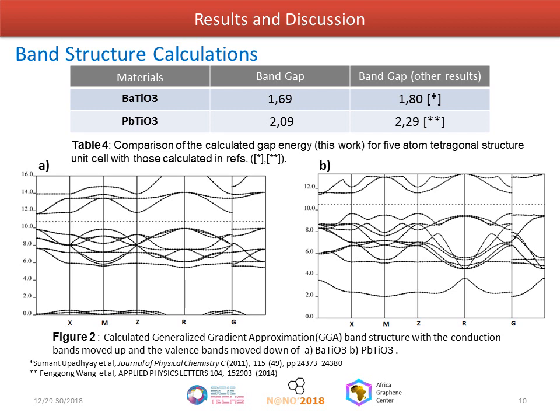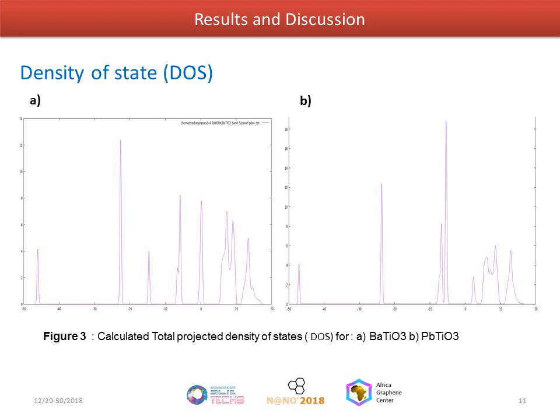The generalized gradient approximation functional confirmed the capacity of barium and lead titanate for solid-state applications, as shown in Table 4. The band gap result by the generalized gradient approximation lies within the visible range for this material. The band structure diagram for barium and lead titanate is shown in Figure 2. The conduction bands are displaced upward and the valence bands downward due to the well-known underestimate of the band energy by the generalized gradient approximation.